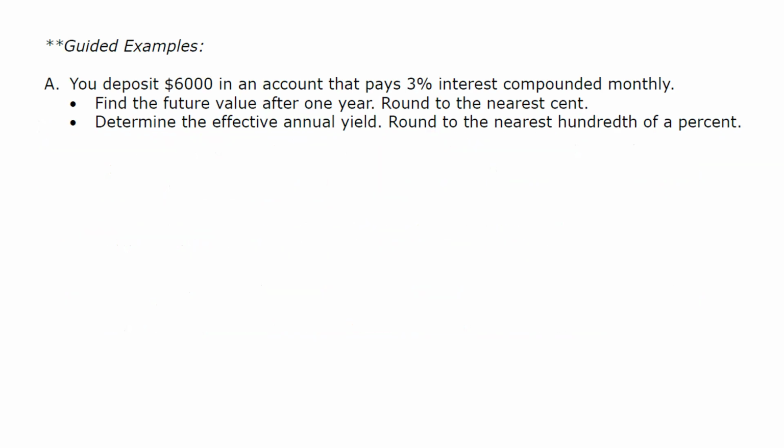So in our guided examples here, you deposit $6,000 in an account that pays 3% interest compounded monthly. We want to find the future value after 1 year, rounded to the nearest cent. Then we want to determine the effective annual yield and round that to the nearest hundredth of a percent. You deposit 6,000, so that's P, at a rate of 3%, so that's 0.03, compounded monthly, so n equals 12.